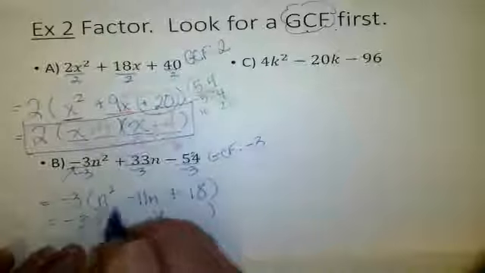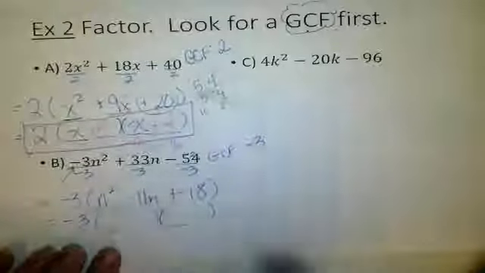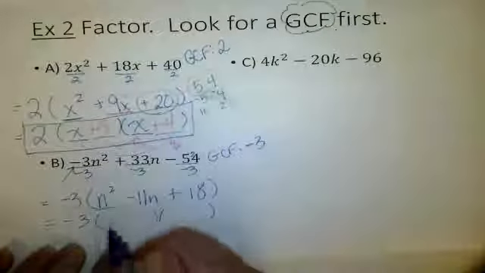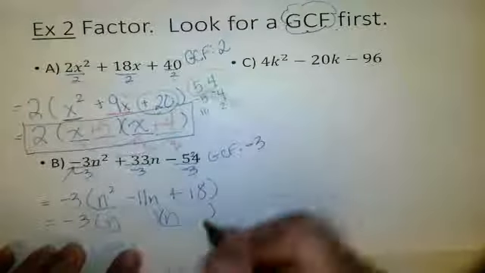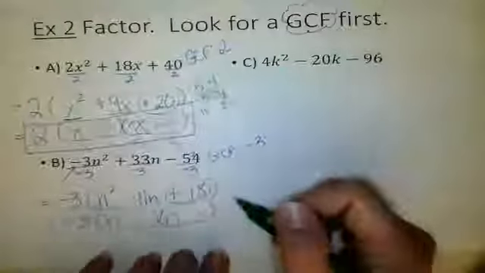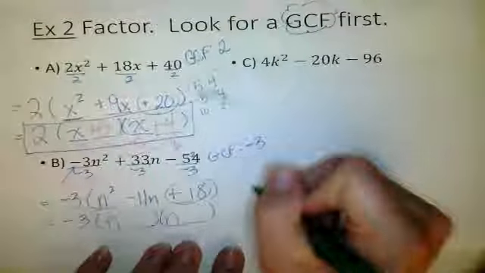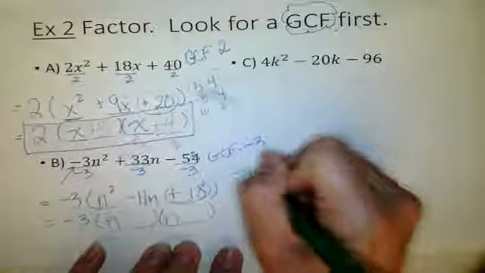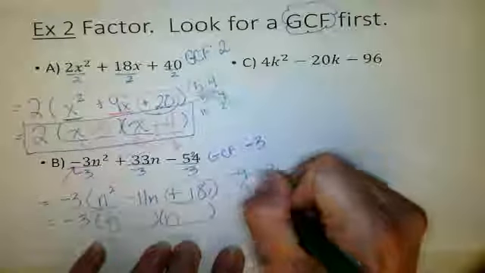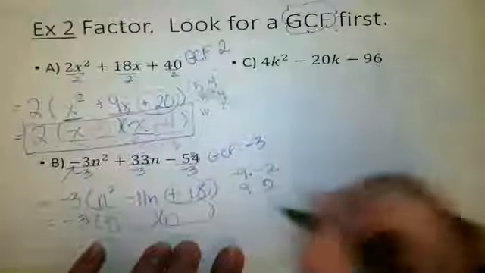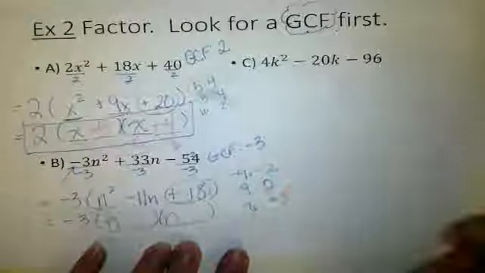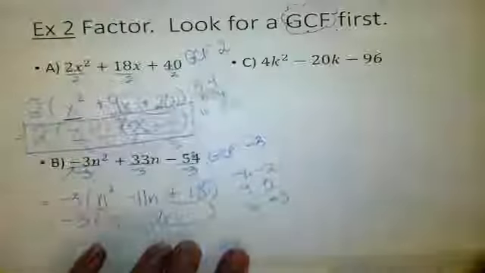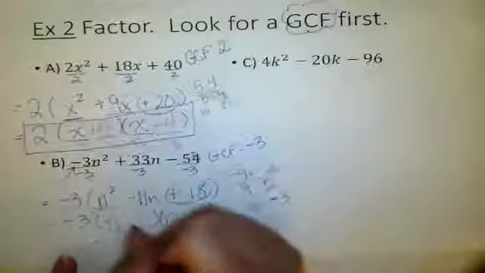First times first is the first term. What times what is n squared? N times n. Last times last has to be positive 18. What are my factors of 18? -9 and -2, +9 and +2, very good. -6 and -3, so on and so forth. Which one do you want to use? -9 and -2, very good.